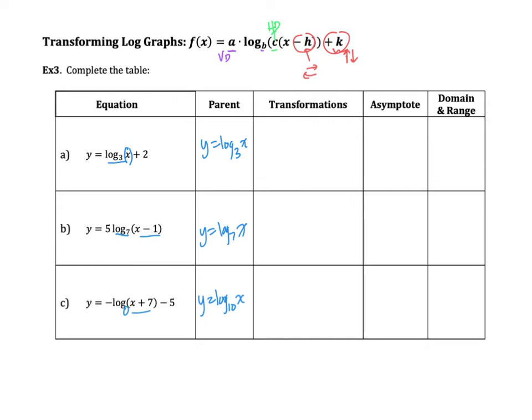If we were going to describe the transformations of this first one, right, there's no a value, there's no c value, there's no h value, there's only a k value.